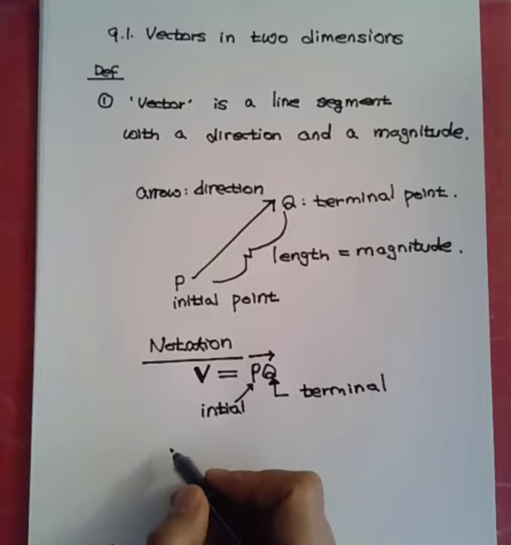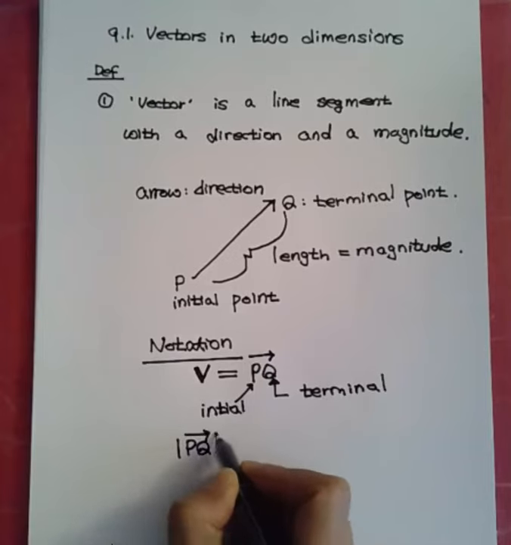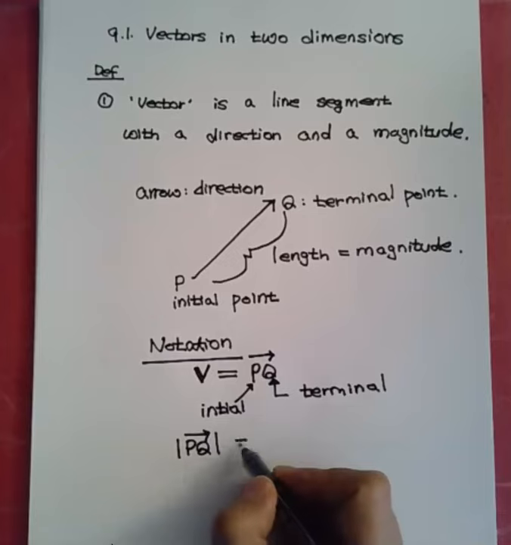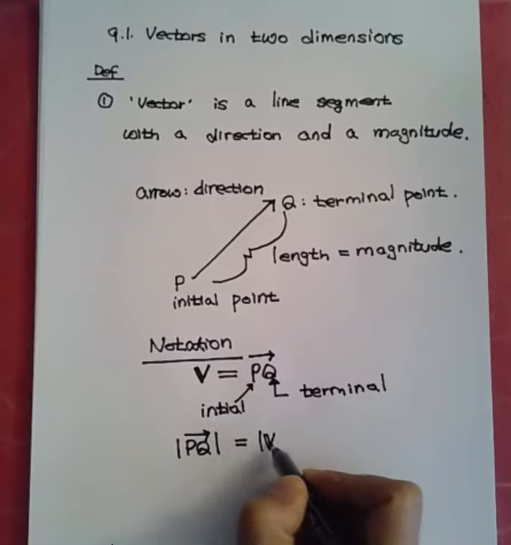The notion of magnitude will be denoted with the absolute value sign. The absolute value sign of the vector is the length of the vector.